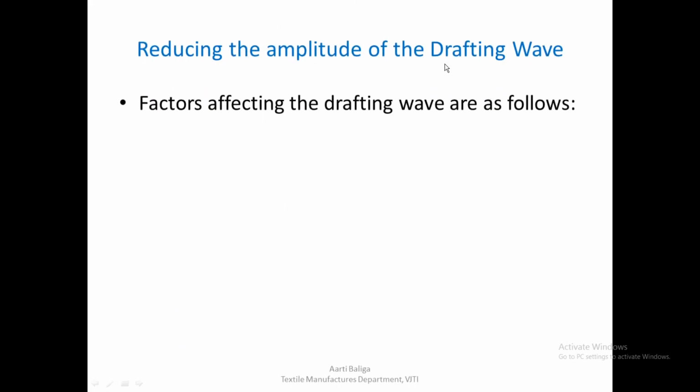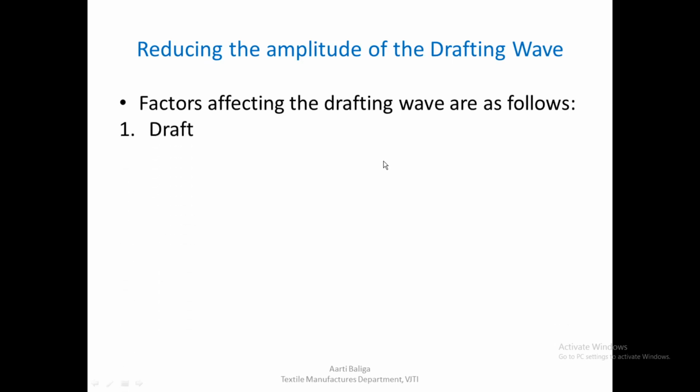Reducing the amplitude of the drafting wave. So how to reduce the amplitude or the variation that you see in the unevenness, how to make it as low as possible? Before that, we should know what the factors are that affect it. Then we fix those factors, and maybe we can take care of the defect and reduce it by controlling those factors. So what are the factors that we need to control?